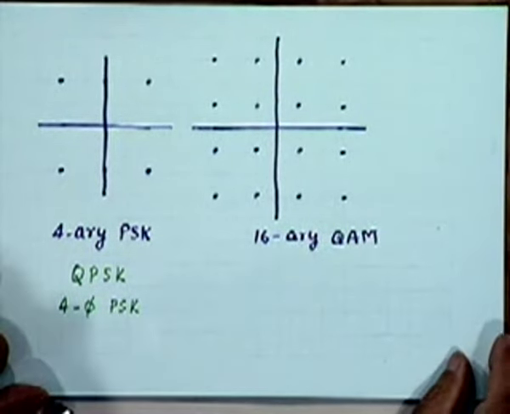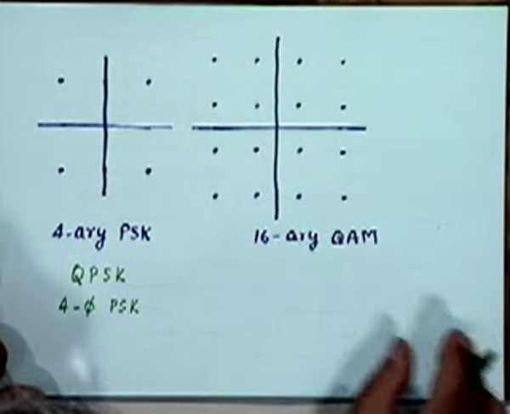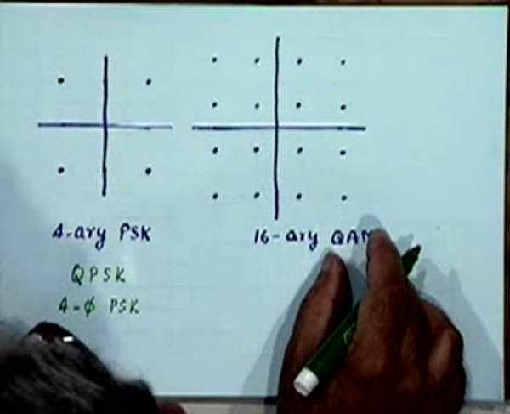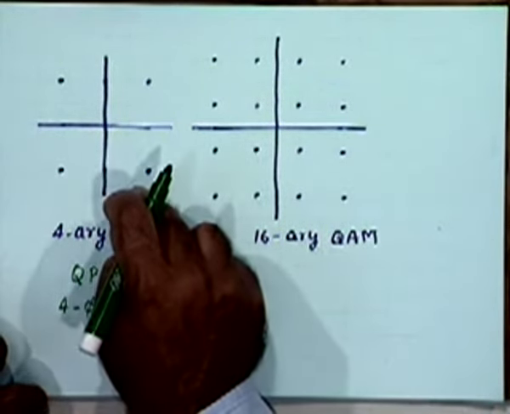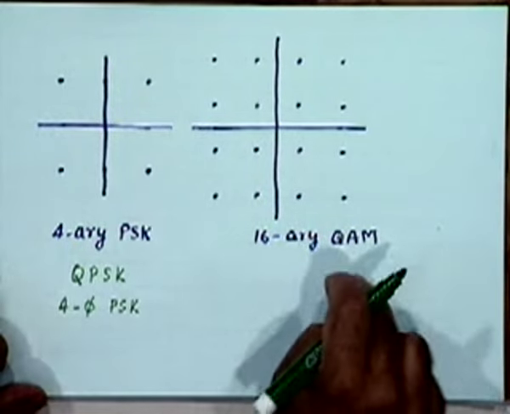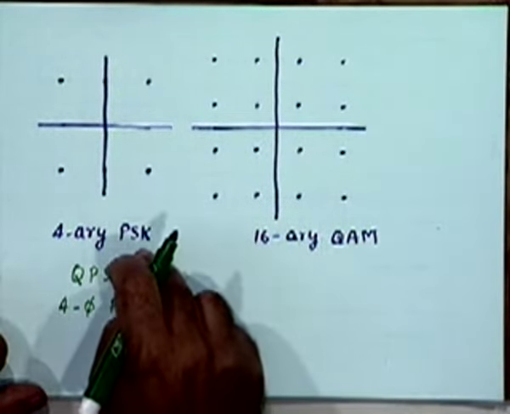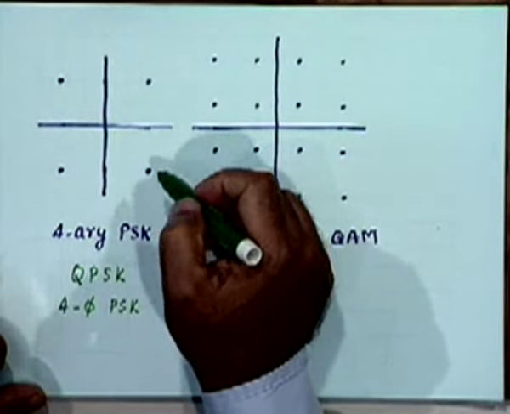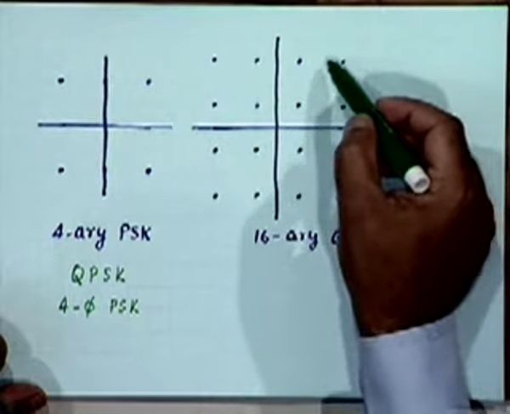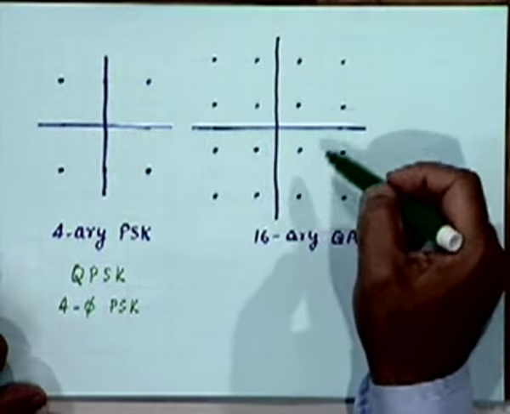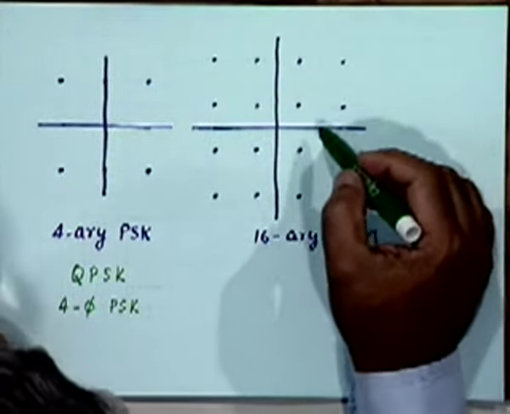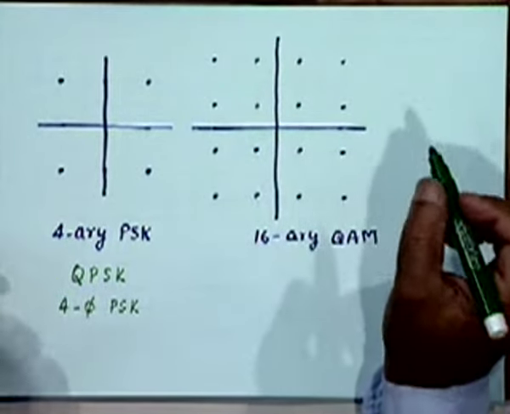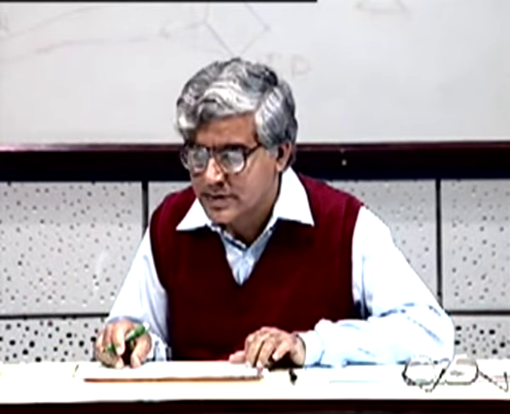There is nothing like quadrature PSK. In general, we talk about quadrature amplitude modulation, right? Quaternary PSK is also an example of QAM. It's a special case of QAM in which there is no amplitude fluctuation, right? But in general, such constellations for which the resultant carriers corresponding to different points could have different amplitudes and phases are simply known by the name of quadrature amplitude modulations, right?